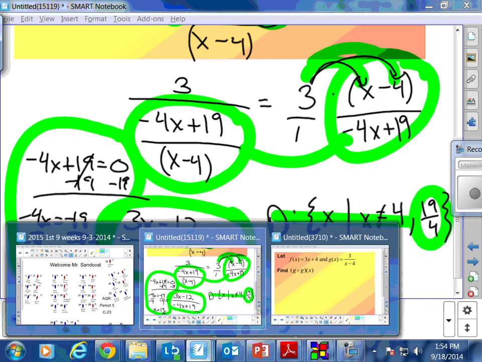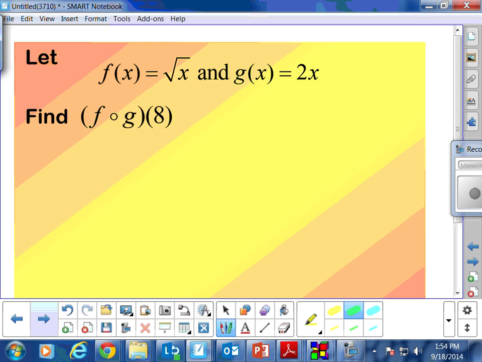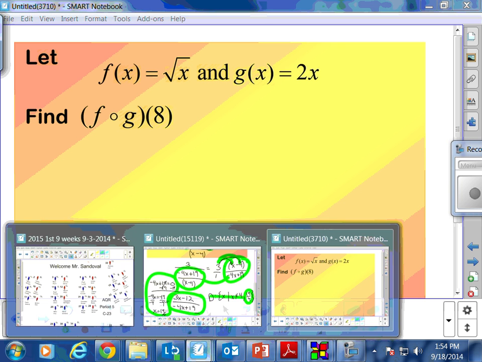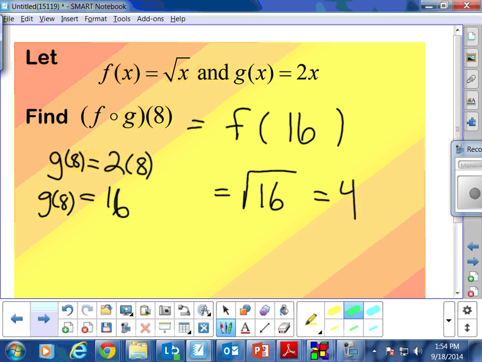Now let's see if you're able to do this one that was here, which calls for you to find f of g of 8. And try it. Let me show you and pause the video. So now that you're back with me, I'm going to show you what it is that you should have done.